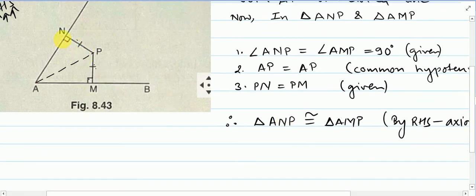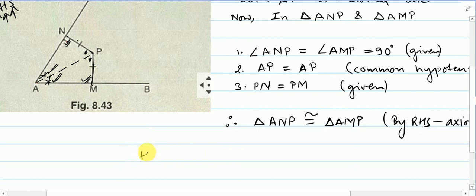So these two are congruent. Here you can see that NP corresponds to PM, and AP, AM and this AN correspond. In the same way, the corresponding angle to this is this 90, corresponding to this is this, therefore corresponding to this one will be this angle. You know that corresponding parts of congruent triangles are equal, so therefore this angle and this angle are equal.